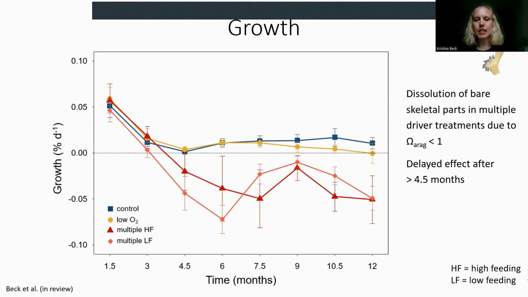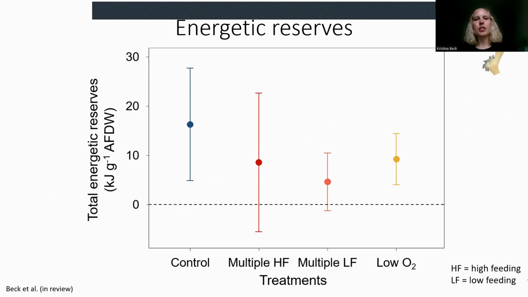I also measured the energetic reserves of the live coral. So I measured the protein concentration, carbohydrate concentration, and lipid concentration of the live corals. This is just a combination of all of them to show you the total energetic reserves. We did not see any significant differences here, as you can see, but I expected to see this trend of lower energetic reserves in the 2 multiple driver treatments, especially the low feeding treatment, than in the control and reduced oxygen treatment.